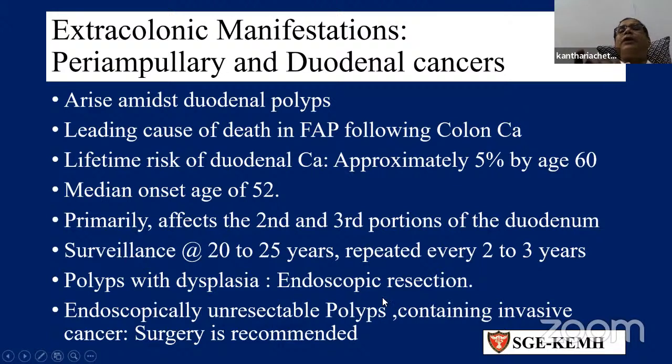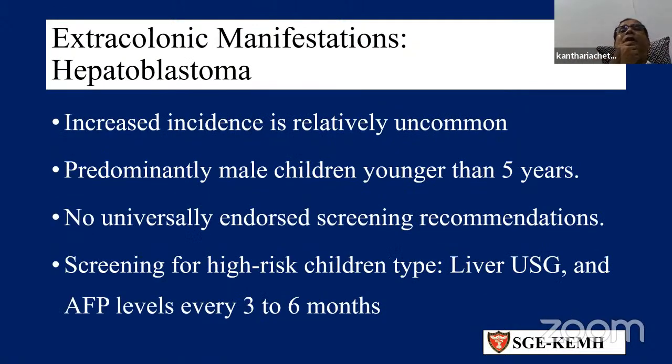Polyps with dysplasia should undergo endoscopic resection. However, for an endoscopically unresectable polyp or a polyp showing features of invasive malignancy, surgery is recommended. And finally, hepatoblastoma. They have increased incidence, though not as high as the other conditions we mentioned. It predominantly occurs in male children less than 5 years of age. As of now, there are no universally endorsed screening recommendations, though in patients at high risk, you can do a periodic liver USG and AFP levels every 3 to 6 months.